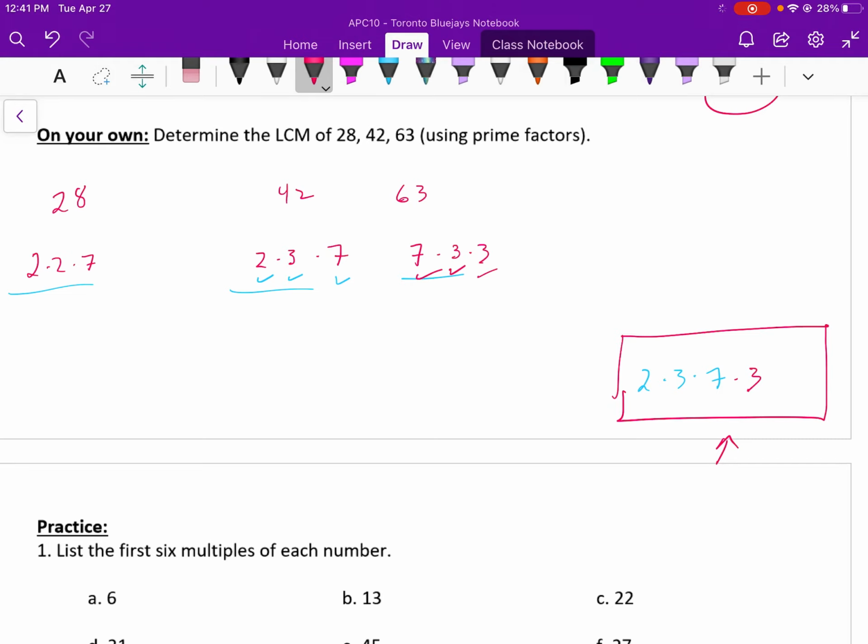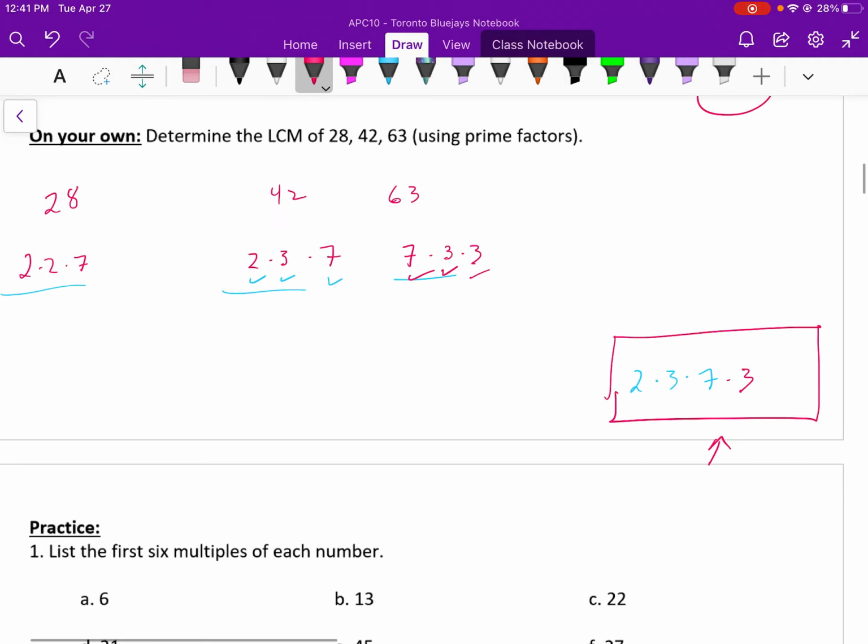Now, 28. 28's curious because I need to have 7 as a factor. 7 is already in the box. I need a factor of 2. Yeah, correct. We have 1, 2 in the box. But I don't have a second factor of 2, so I better put it in there.